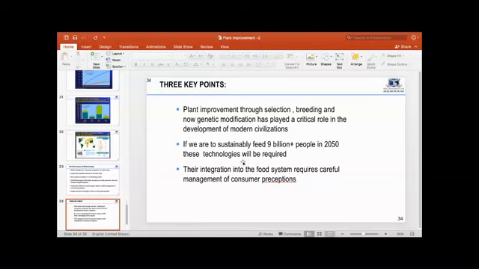But, and this is probably where you might find yourself working, the integration of these technologies into the food system will have to be done with sensitivity and transparency. Otherwise, there will probably be a consumer backlash, which we've seen with GMs already. So there you are. Thank you.